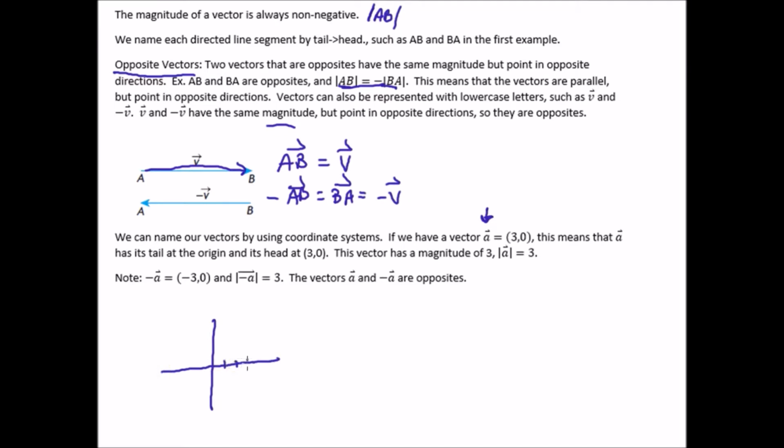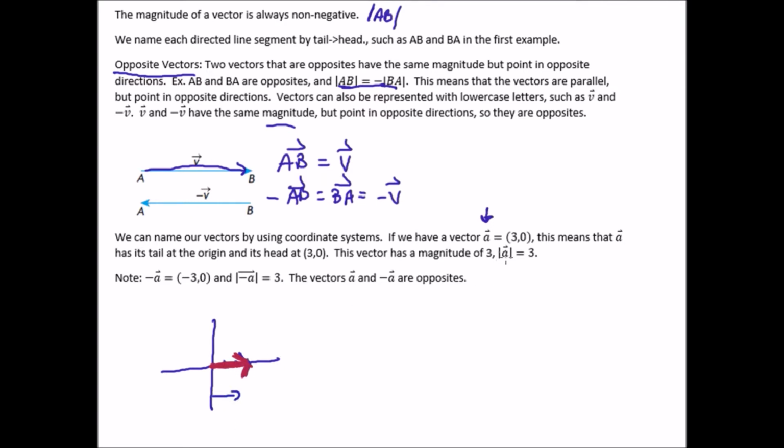So 1, 2, 3. Okay. Usually on a coordinate system that would be a point, but this time it would be a vector. So what it's going to look like is it's going to have the tail on the origin, and then the arrow on that 3, 0. Okay, this vector has a magnitude of 3, of course, 3 units to the right.